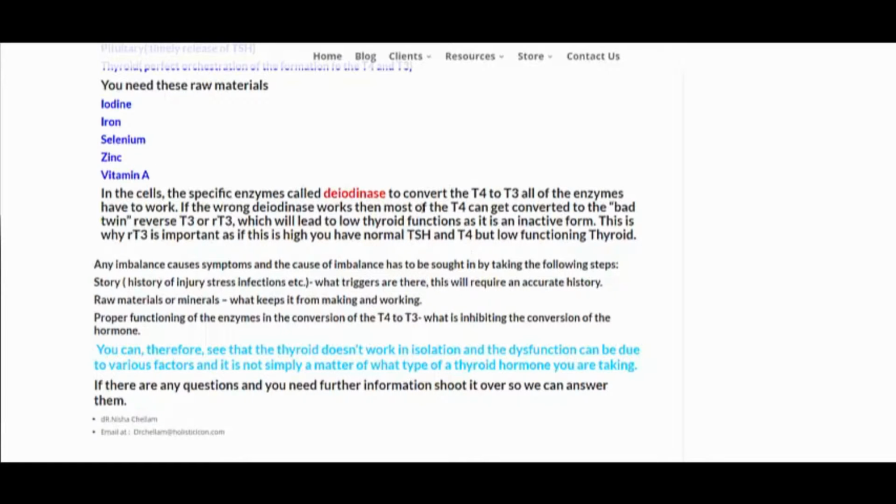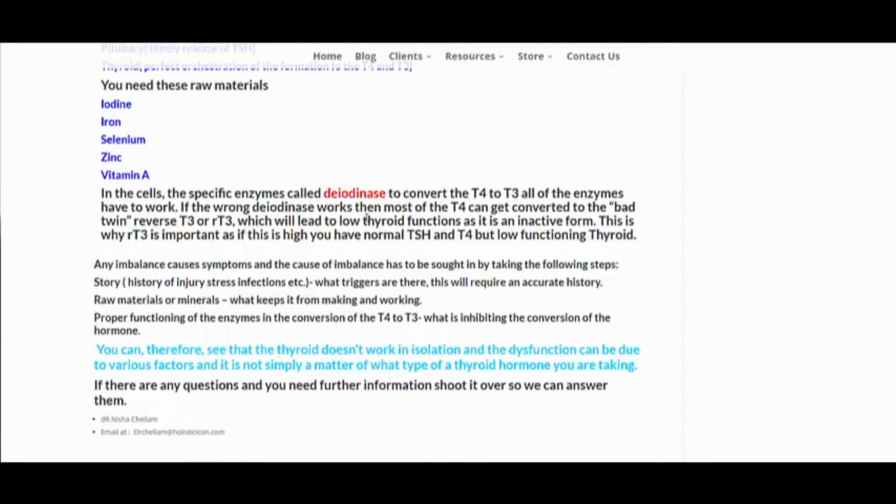Now, the other important part is which deiodinase, the enzyme that converts the inactive crude thyroid to the active thyroid. You remember, it removes that one iodine molecule. Now, if it happens in the liver, kidney, or the cells, it functions well and the T3 forms.